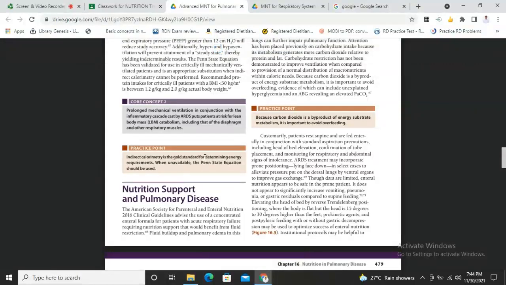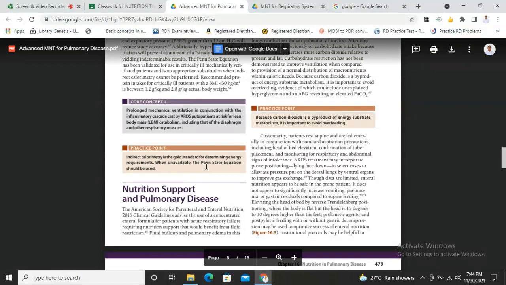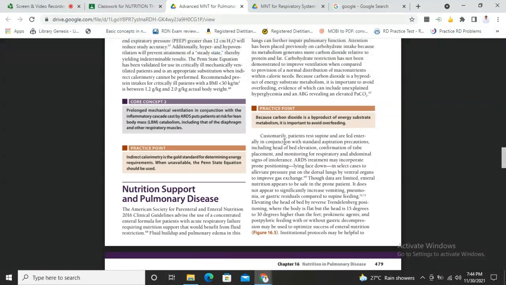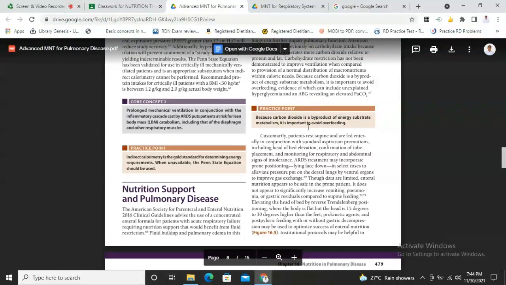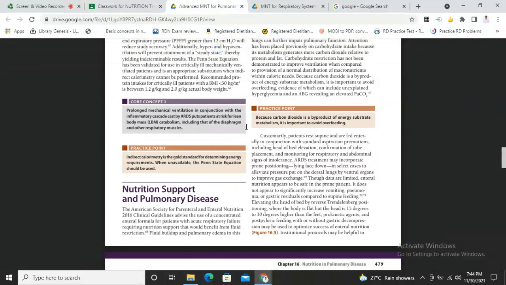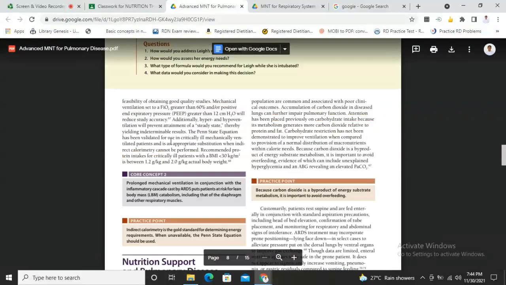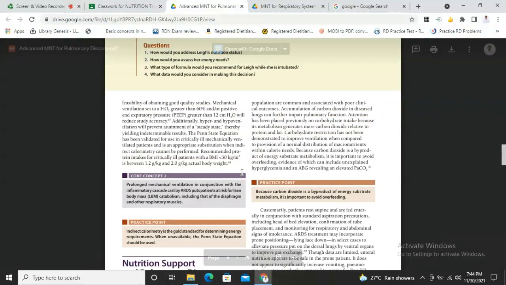Indirect calorimetry is the gold standard for determining energy requirements. When unavailable, the Penn State equation should be used, as I mentioned. Because carbon dioxide is a byproduct of energy substrate metabolism, it is important to avoid overfeeding. All of these points we already discussed. Prolonged mechanical ventilation in conjunction with the inflammatory cascade caused by ARDS puts patients at risk for lean body mass catabolism or protein catabolism, including that of the diaphragm and other respiratory muscles, which would worsen the condition.